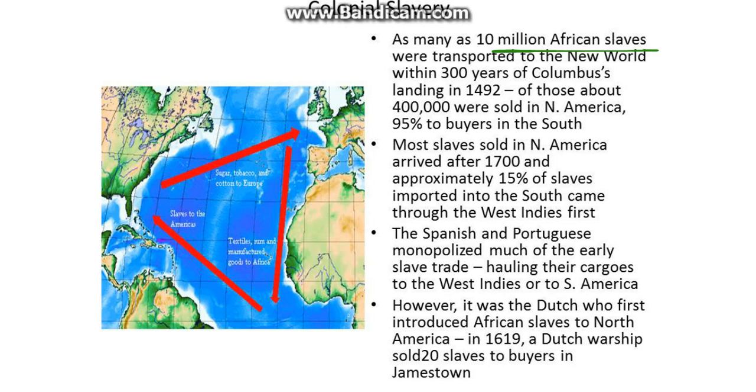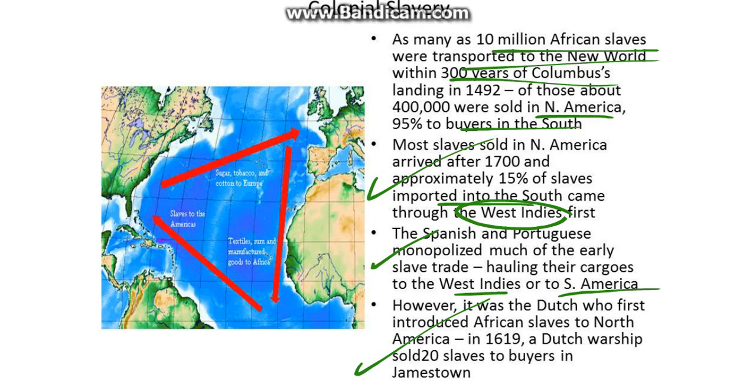As many as 10 million African slaves would be transported to the New World within 300 years of Columbus's landing in 1492. About 400,000 were sold in North America, 95% to buyers in the South. Most slaves sold in North America arrived after 1700, and approximately 15% of those imported into the South came through the West Indies first. The Spanish and Portuguese monopolized much of the early slave trade, hauling their cargoes to the West Indies and to South America.